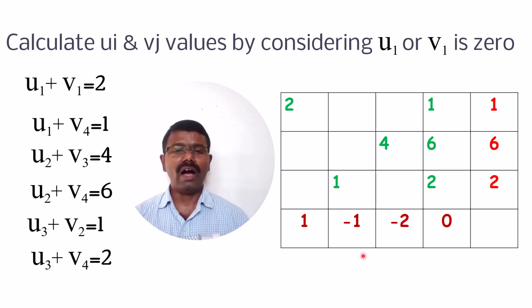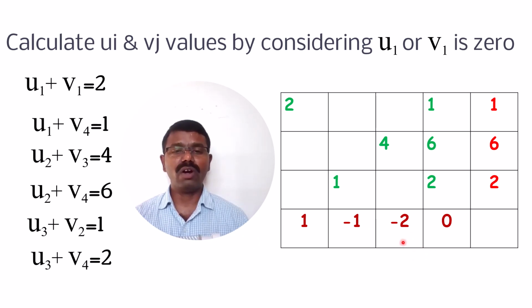Then I want the value of V2. V2 plus U3 is equal to 1. U3 is already 2, so 2 plus V2 is equal to 1, and V2 is equal to 1 minus 2, which becomes minus 1.